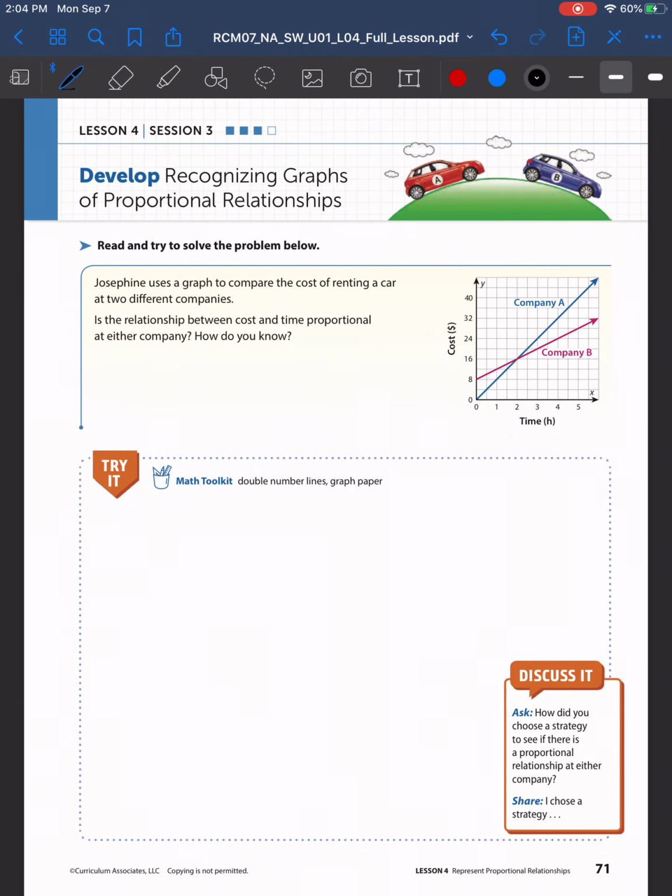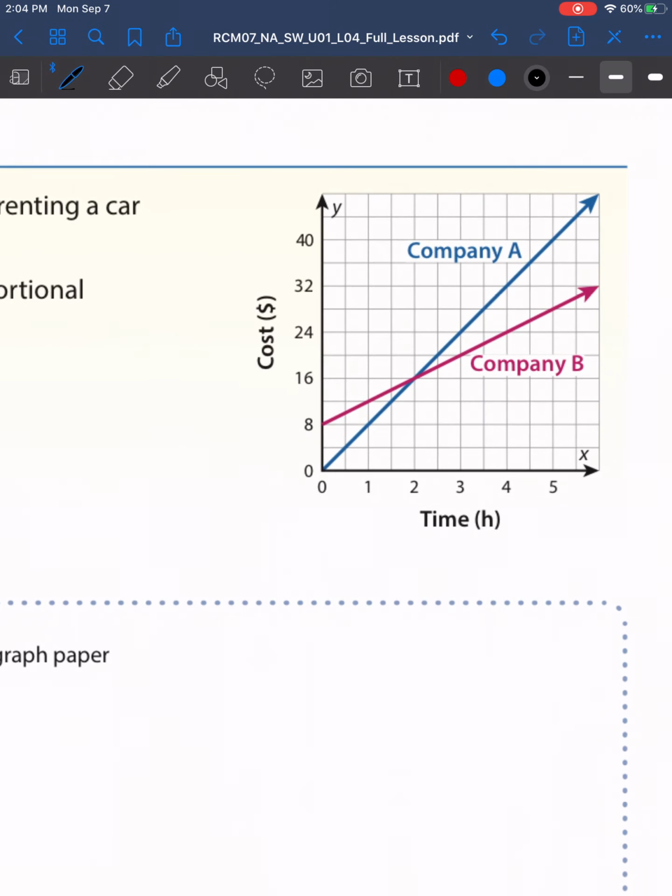Hi, 7th grade. All right, we are on lesson 4, session 3, recognizing graphs of proportional relationships. We've got two different things going on: we have the cost and we have the time. We've got company A, company B. Let's go read the question.